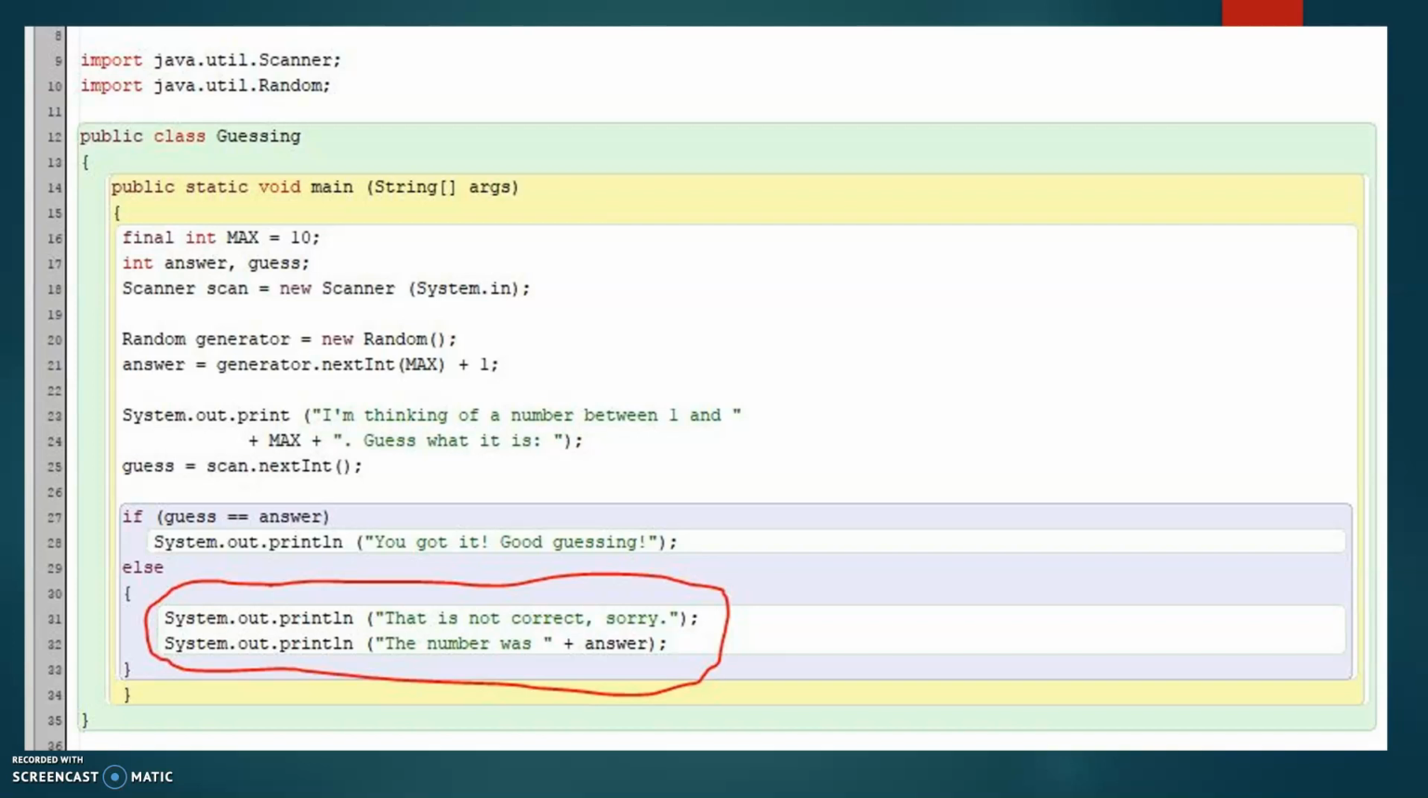If we didn't use the block braces, the curly braces, on the two statements, the sentence stating that the guess is incorrect would be printed if the guess was wrong. But the sentence revealing the correct answer would be printed in all cases. That is, only the first statement would be considered part of the else clause.